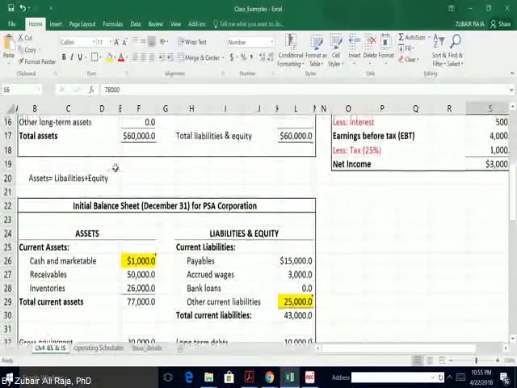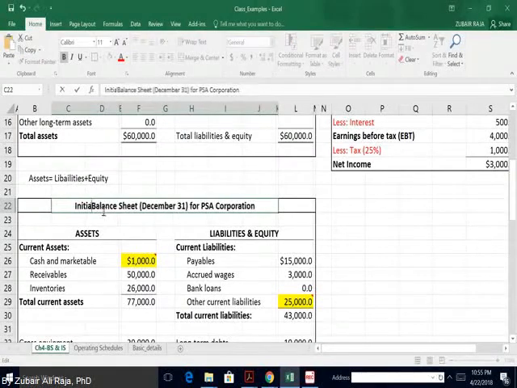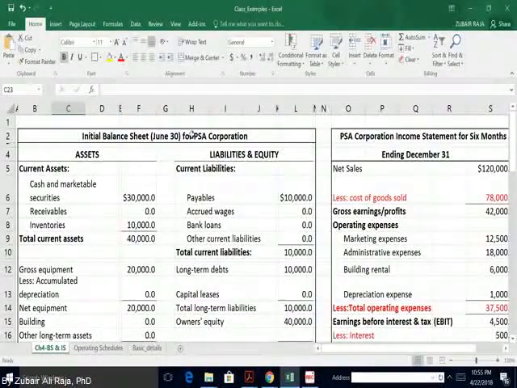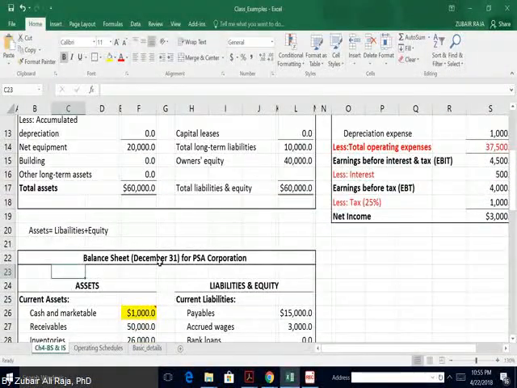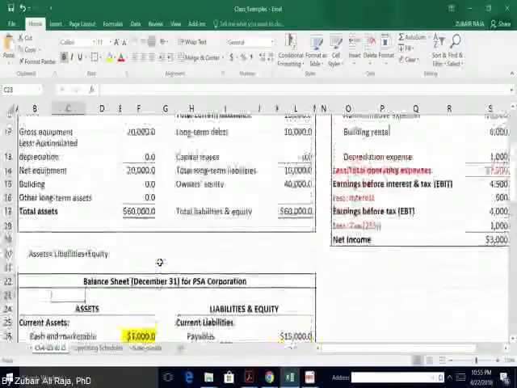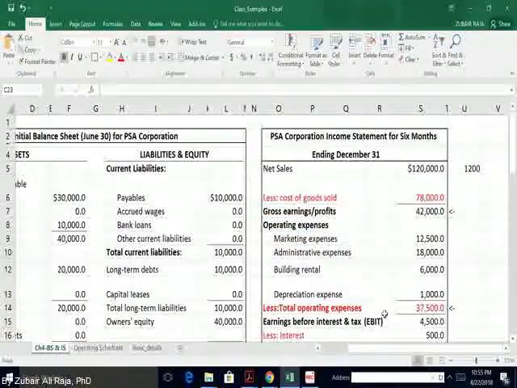This is actually not an initial balance sheet. This is simply the balance sheet. The initial balance sheet is from June 30th. This is the balance sheet of December 31st, which is the new position of the assets which company PSA Corporation is going to hold because of 6 months of operation.